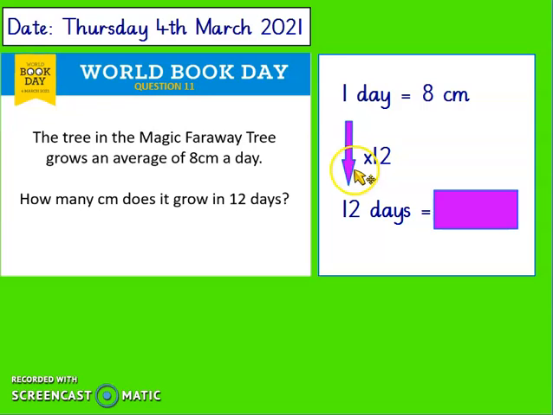That's correct, Year 6. We do exactly the same. So the calculation we need to do is 8 times 12. You got it. It's 96 centimetres.